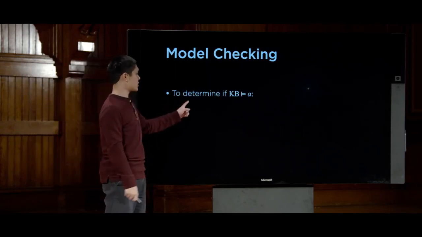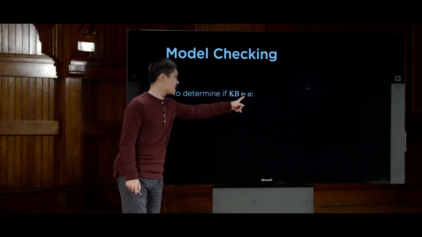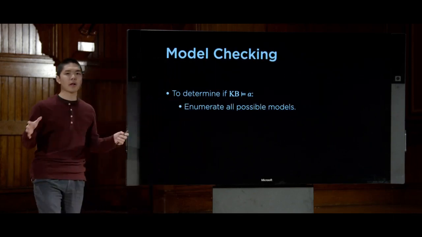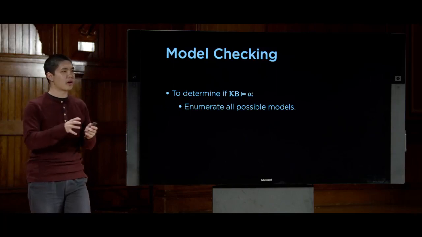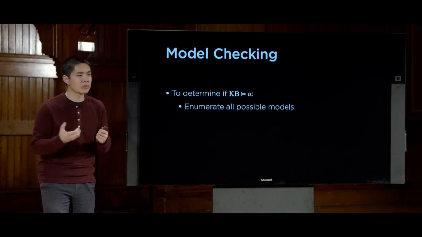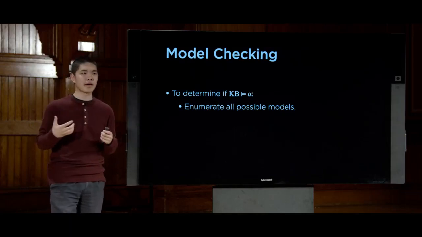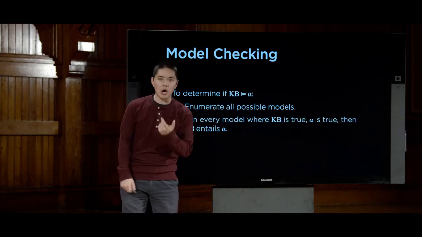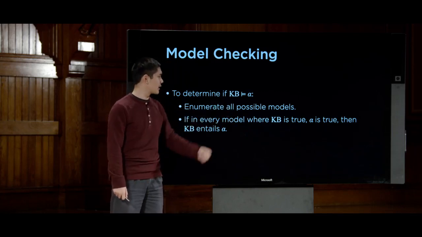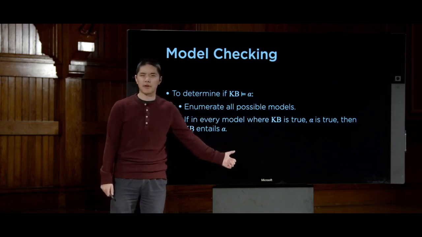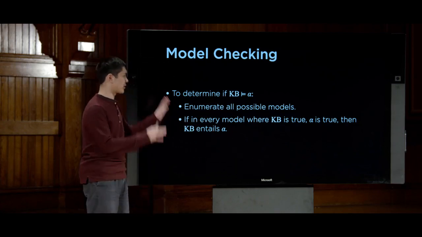Well, if we wanted to determine if our knowledge base entails some query alpha, then we are going to enumerate all possible models. In other words, consider all possible values of true and false for our variables, all possible states in which our world can be in. And if in every model where our knowledge base is true, alpha is also true, then we know that the knowledge base entails alpha.